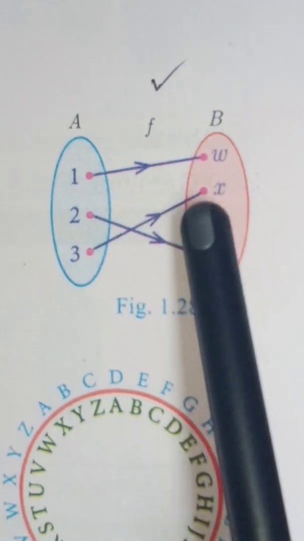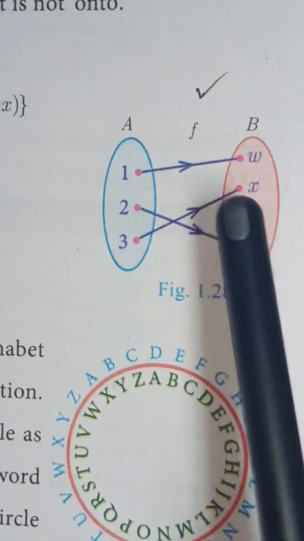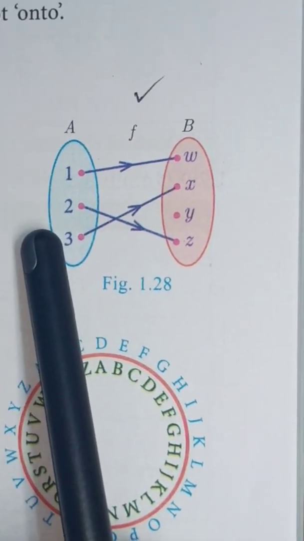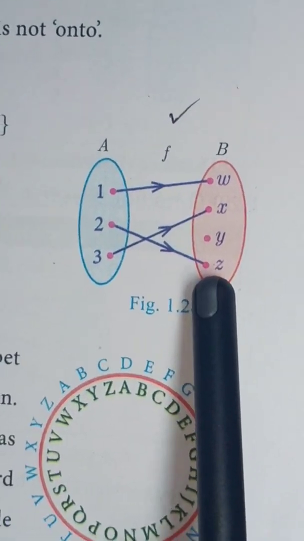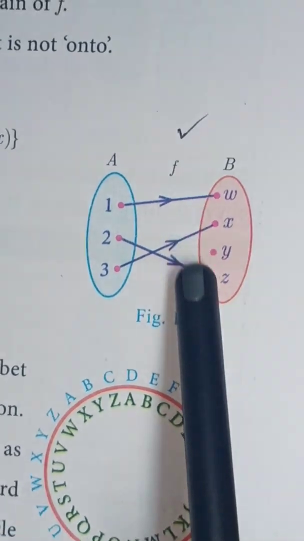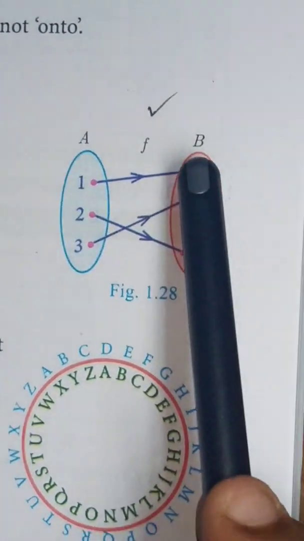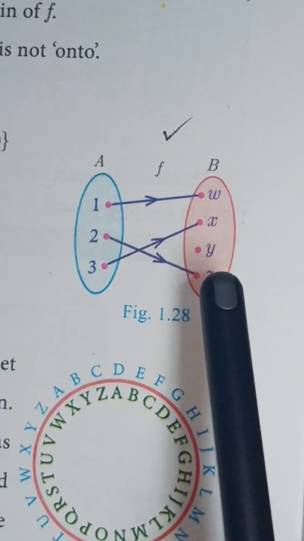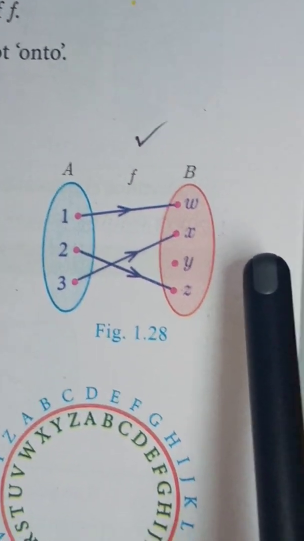Image of 2 is Z, and pre-image of Z is 2. But that Y. Look at that Y. Y has no pre-image in the domain. Therefore, it is an example for into function. Codomain. What are the elements in codomain? W, X, Y, and Z. 4 elements are there in codomain.